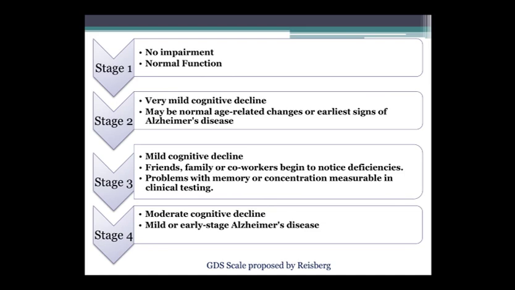Stage 3 is a mild cognitive decline. Friends and family and coworkers begin to notice that there are deficiencies, but most of the time they attribute them to normal alterations due to age. There are very few normal alterations due to age. So whenever a difficulty is noticed, it's usually because it's due to disease, not to normal aging.